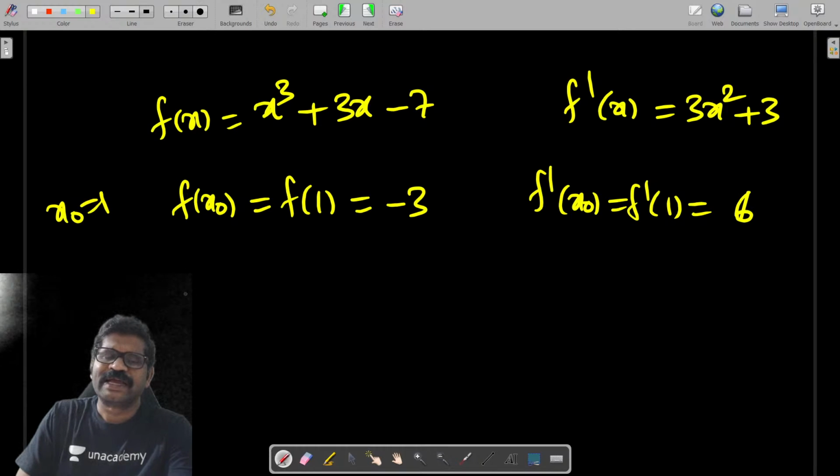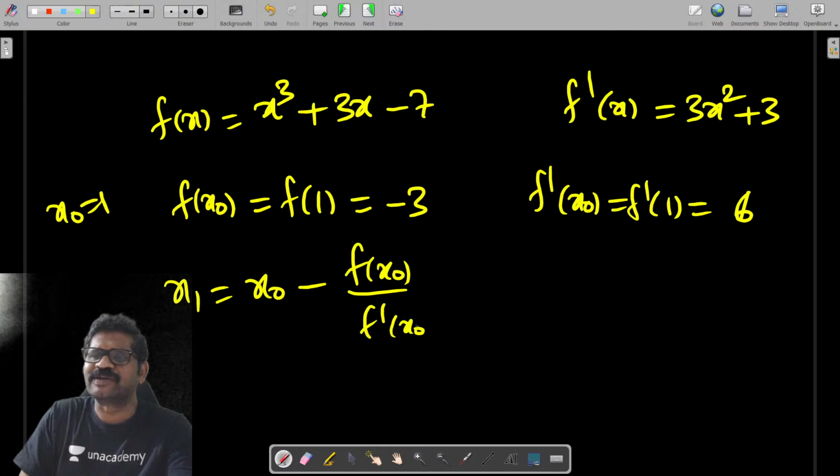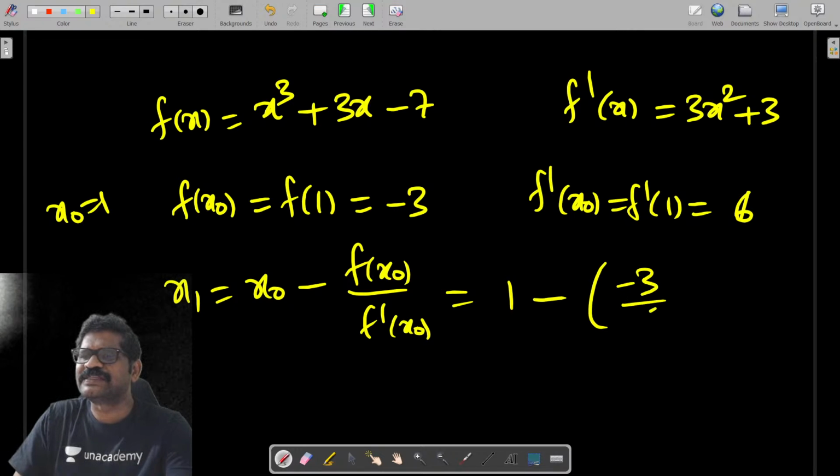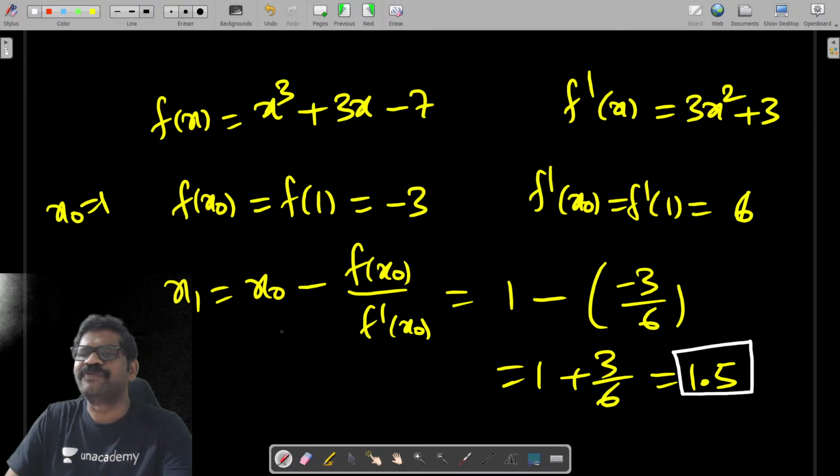Now x1 equal to x naught minus f of x naught by f dash x naught. 1 minus minus 3 by 6, 1 plus 3 by 6, 1.5. The value is 1.5. First approximation by Newton-Raphson method, x1 is 1.5.